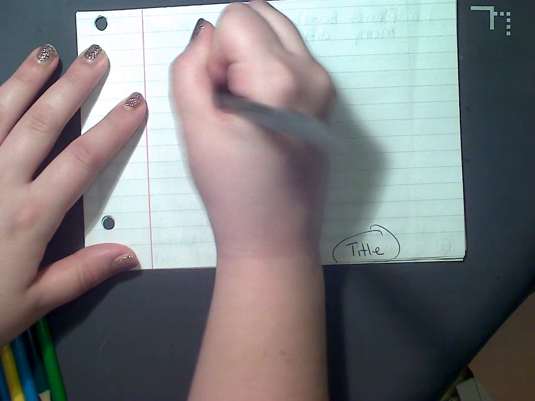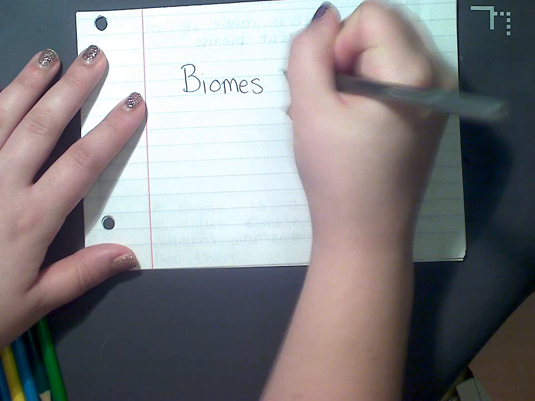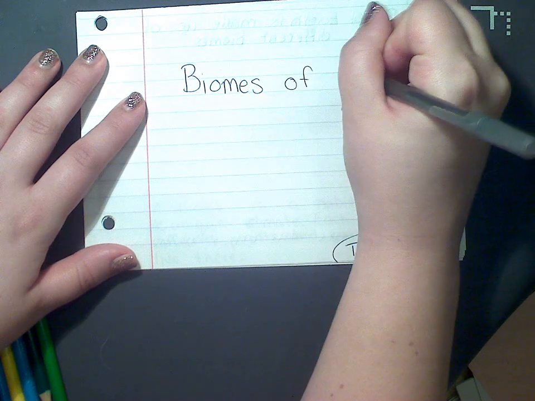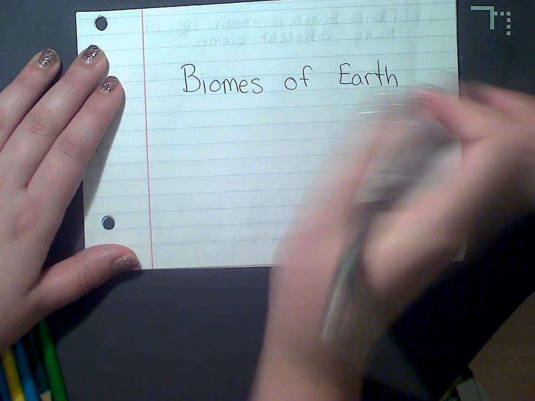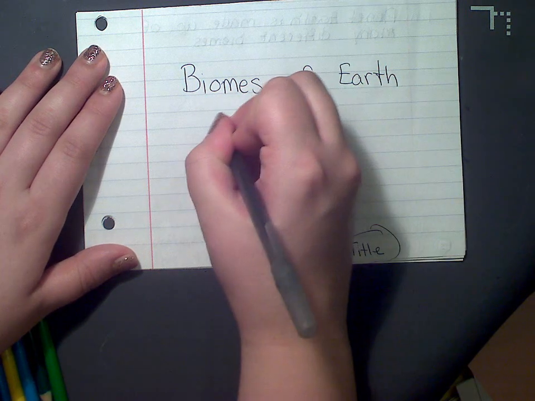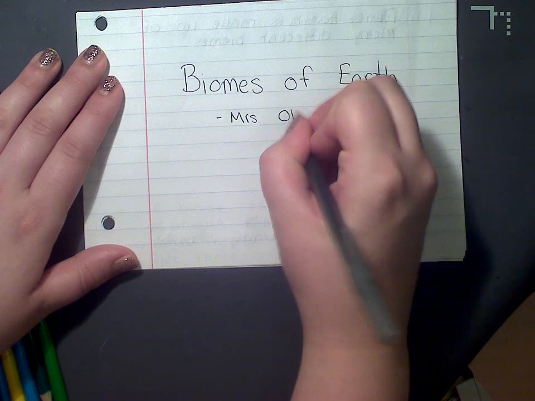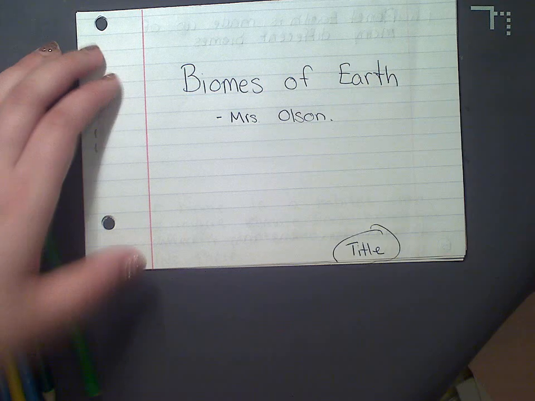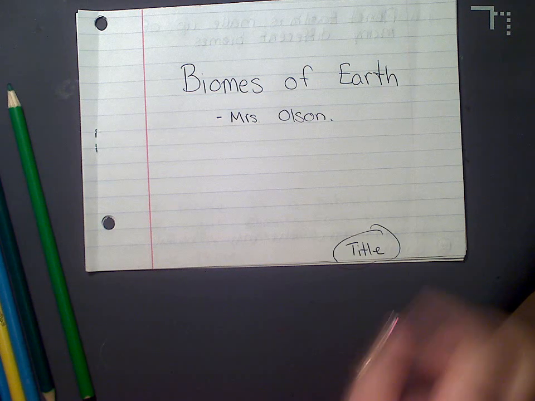So I'm going to name my book Biomes of Earth. And then you can put a picture on this page, but you do not have to. It can just be the title and the author. And so underneath it'll say Mrs. Olson. Okay, go ahead and make this page. That way you don't forget that it's not page 1.